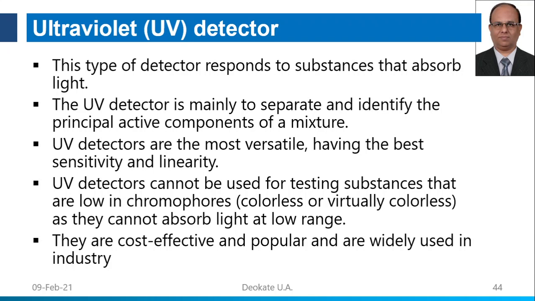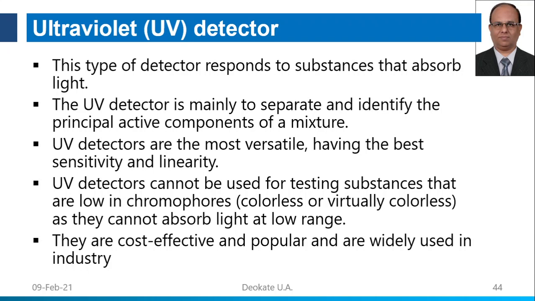The UV detector cannot be used for testing substances that are low in chromophore, that is, they do not have any chromophore group. Do you remember the definition of chromophore? Chromophores are covalently unsaturated groups which are responsible for absorption of electromagnetic radiation. They may be colorless or virtually colorless compounds. As they cannot absorb light at low range, they cannot be used in UV detectors.